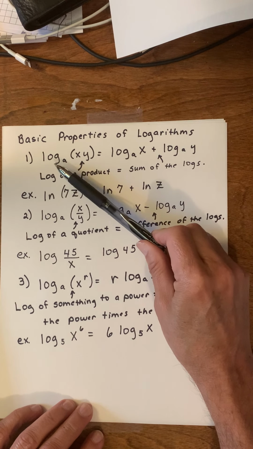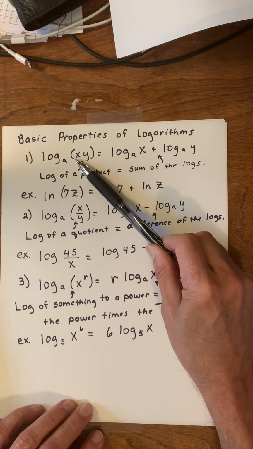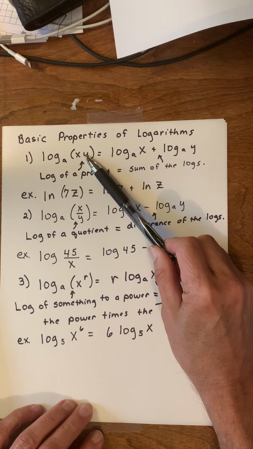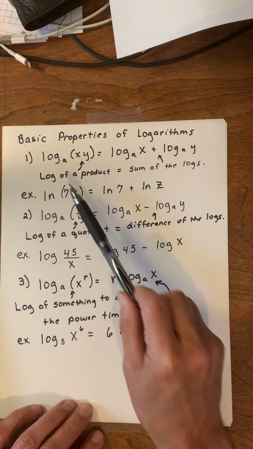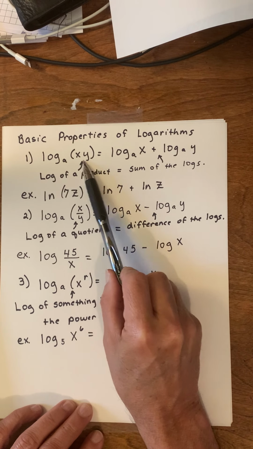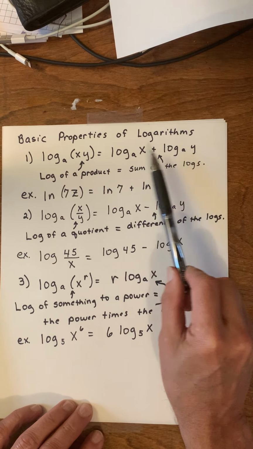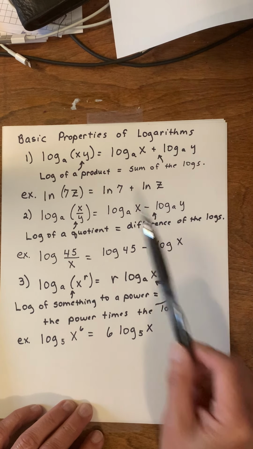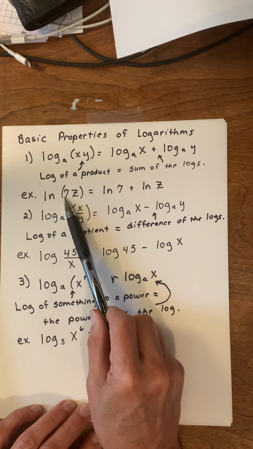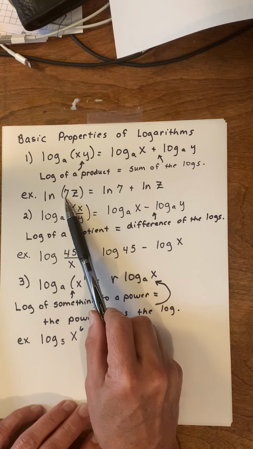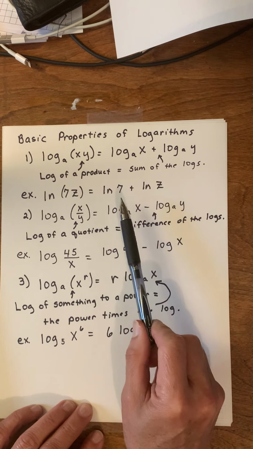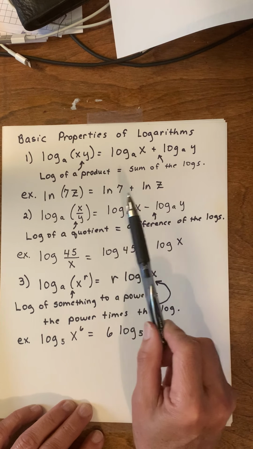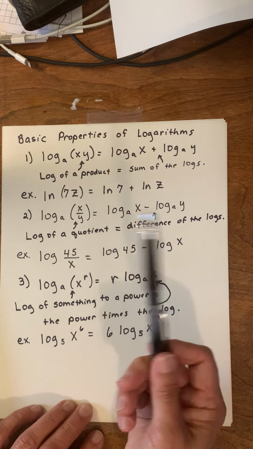First of all, the log base a of a product, 2 things multiplied, is simply the log of the first plus the log of the second. The way you can say this in words is the log of a product equals the sum of the individual logs. For example, the natural log of 7 times z, hey, this is a product, equals the natural log of 7 plus the natural log of z.